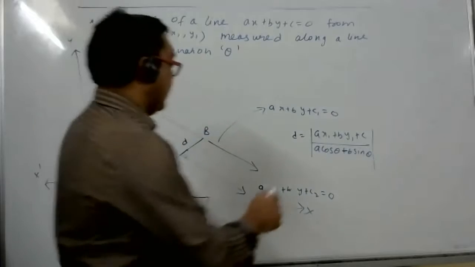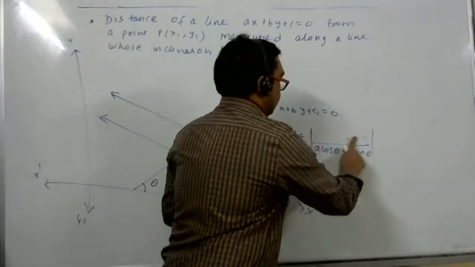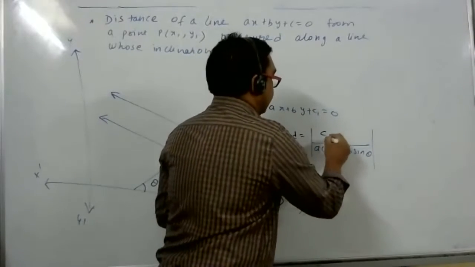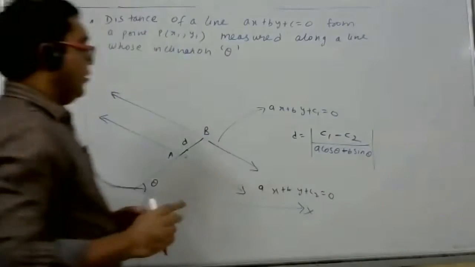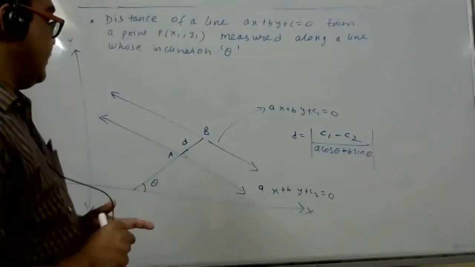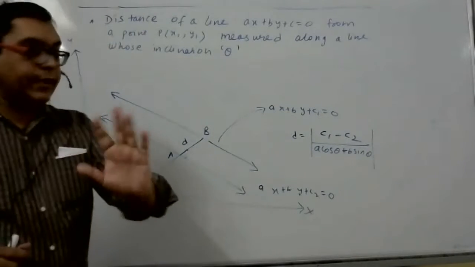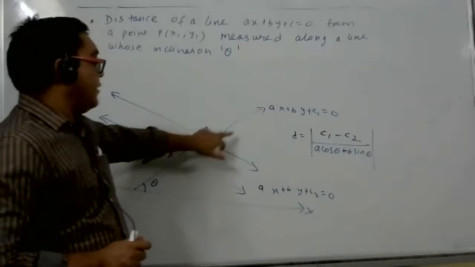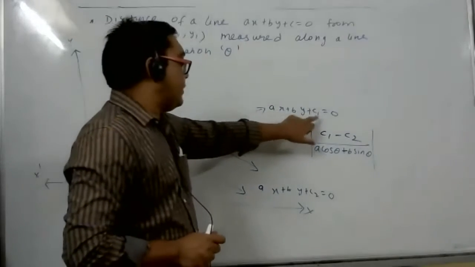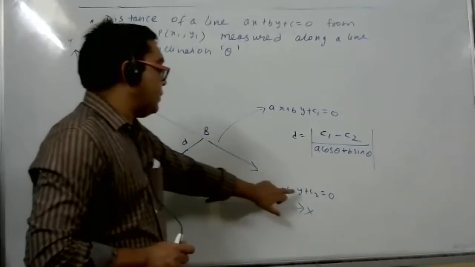And then here also, this formula is also wrong. The answer is C1 minus C2. Actually, I was getting disturbed. Then I should teach this one again. Okay, I'll teach again. Suppose there are two lines. First line is AX plus BY plus C1. Second line is AX plus BY plus C2.